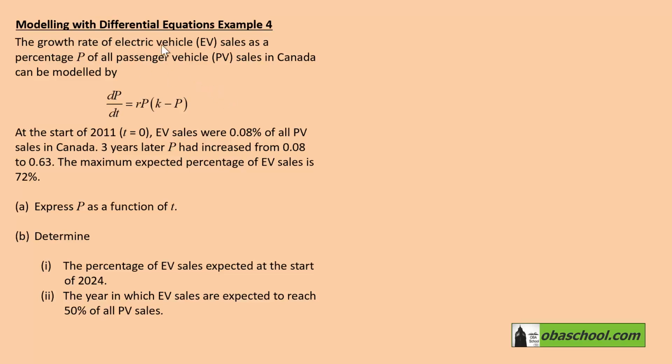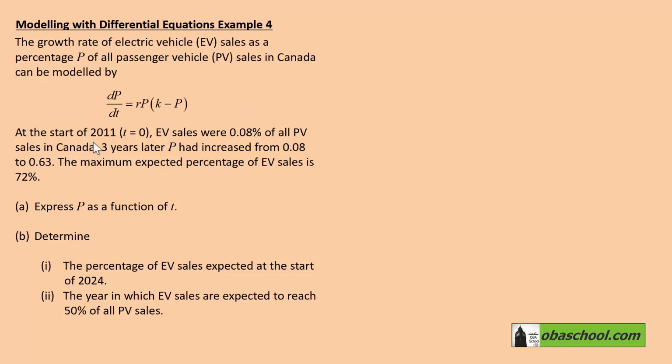So the growth rate of electric vehicles, which we'll call EV from now on, sales as a percentage P of all passenger vehicle, which we'll call PV from now on, sales in Canada, can be modelled by dP/dt is equal to R P (K minus P).